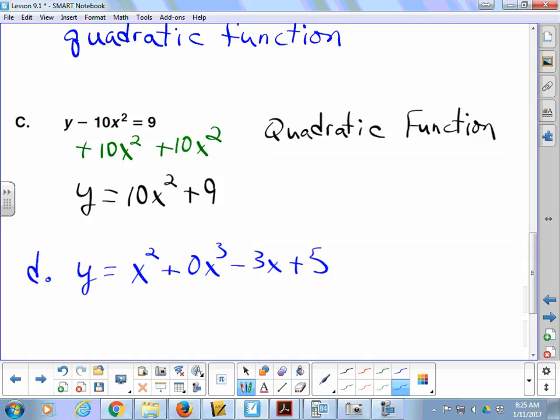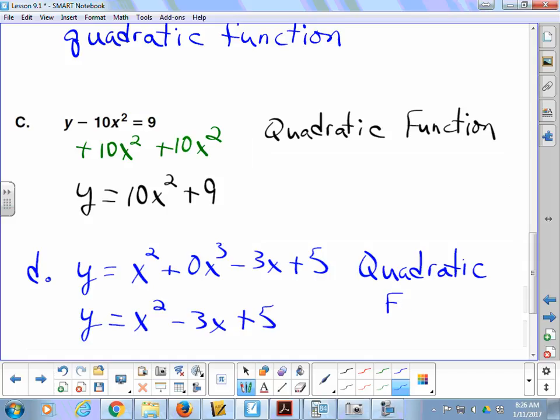0. So what does this mean then? There's actually 0 x cubed. So if I rewrite it without that term, y equals x squared minus 3x plus 5. Because it is 0x cubed, this is a quadratic function. That was just the test case.